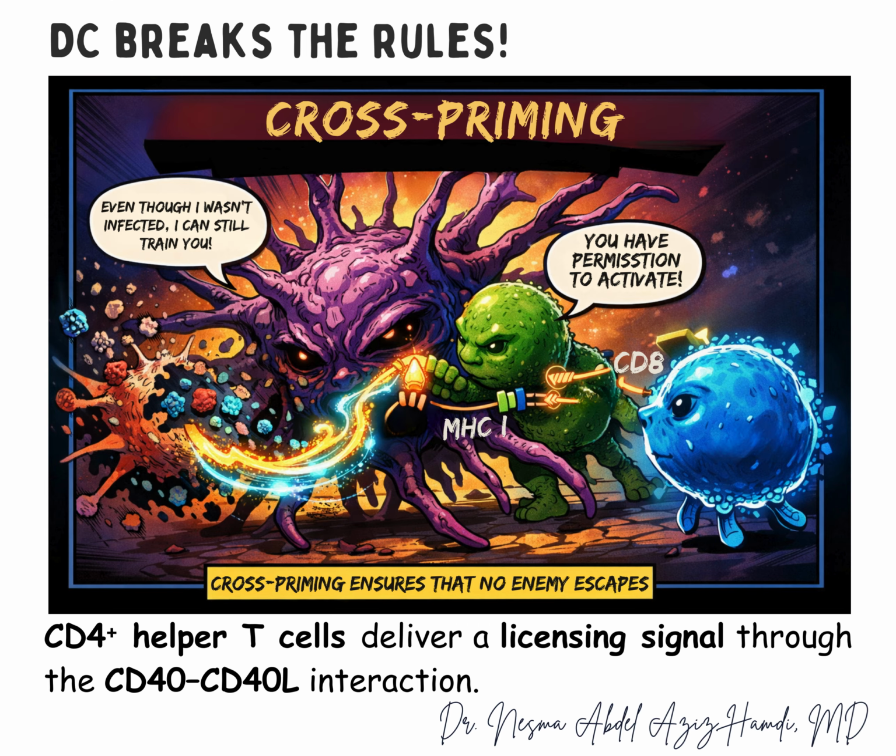A naive CD8 T cell recognizes the peptide-MHC I complex and pauses, awaiting confirmation, until a nearby CD4 helper T cell delivers a licensing signal through CD40-CD40 ligand interaction. With all signals secured, the CD8 T cell transforms into a cytotoxic T lymphocyte, ready to hunt infected or malignant cells, illustrating how cross-priming prevents pathogens and tumors from escaping immune detection.